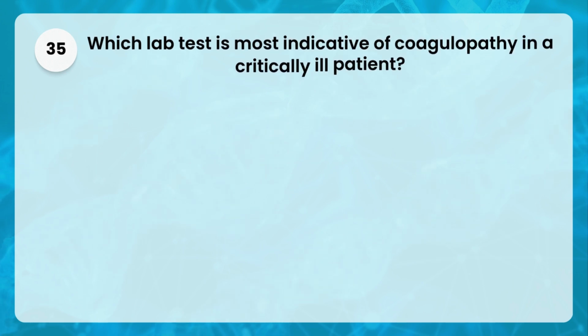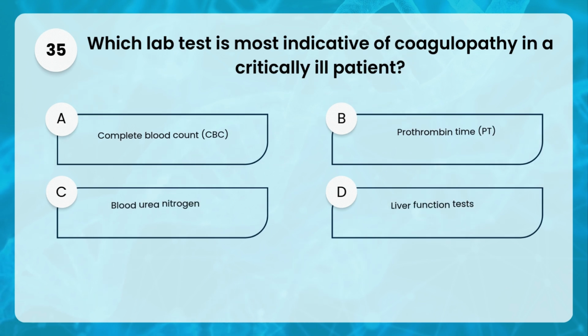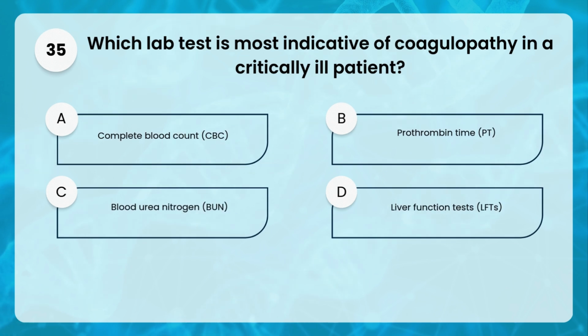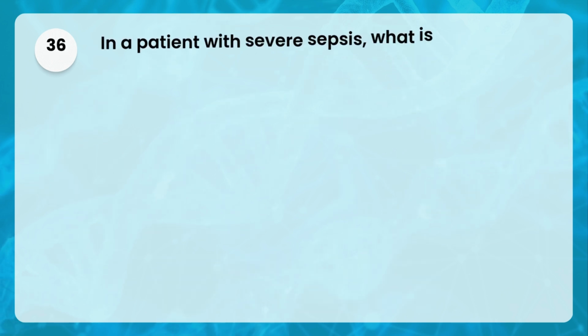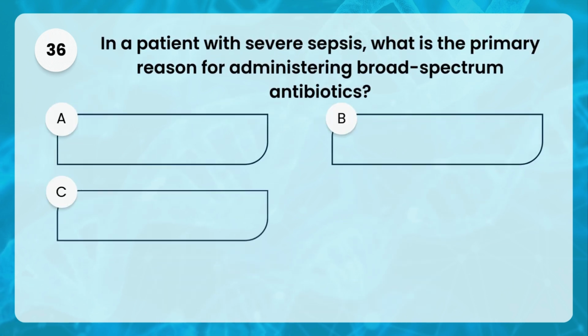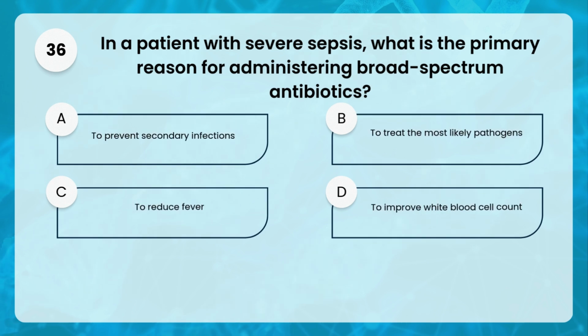35. Which lab test is most indicative of coagulopathy in a critically ill patient? A. Complete blood count, CBC, B. Prothrombin time, PT, C. Blood urea nitrogen, BUN, or D. Liver function tests, LFTs. The answer is B. Prothrombin time, PT.